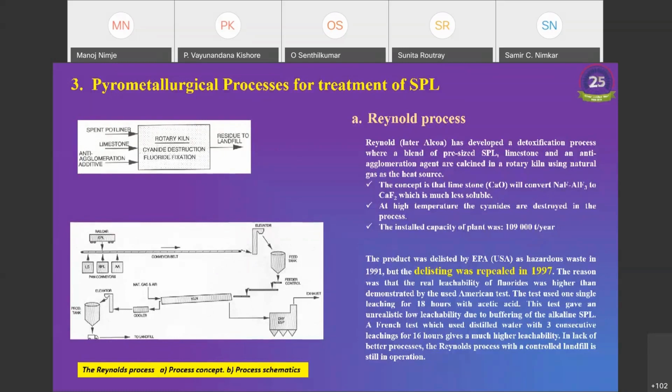the real leachability of fluoride was higher than demonstrated by the American test used. The test used one single leaching for 18 hours with acetic acid, and this test gave an unrealistically low leachability due to the buffering of alkaline SPL. The French test, which used distilled water for 3 consecutive leachings for 16 hours, gives a much higher leachability of fluoride. In the lack of a better process, the Reynolds process with controlled landfilling is still in operation at a hazardous waste site.